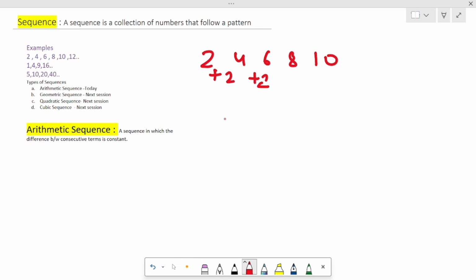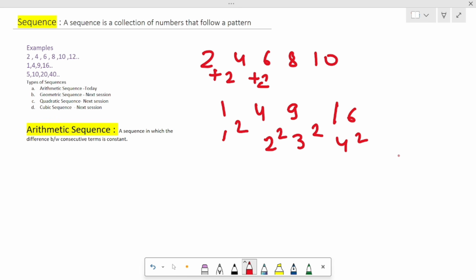And if you see, the second one is 1, 4, 9, 16. This also has a pattern, in which 1 is 1 square, then 2 square, then 3 square, then 4 square, and so on. So this also has a similar pattern for each number, like 1 square, 2 square, 3 square. That's why this is also a sequence.